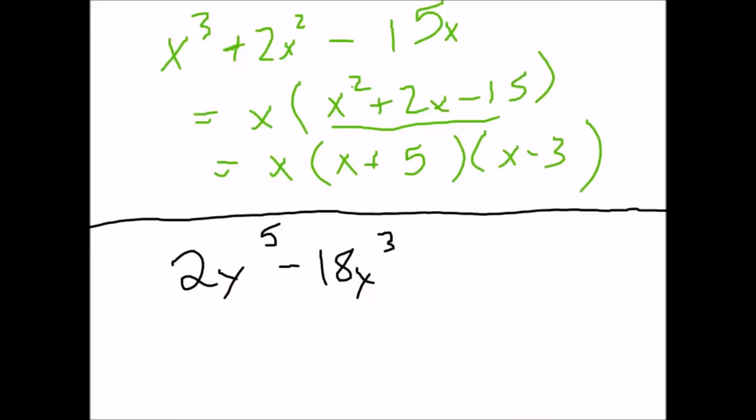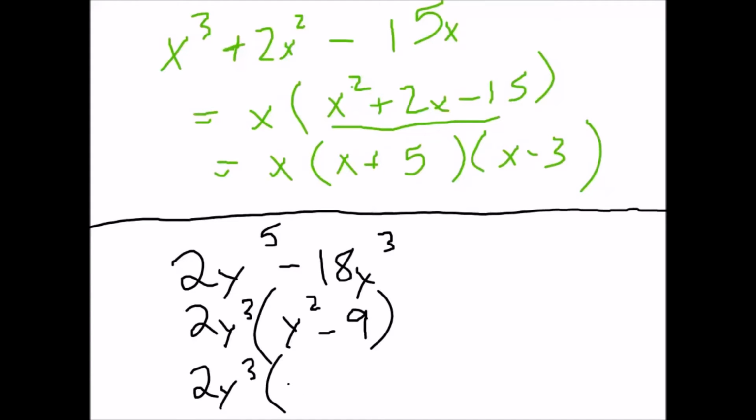Second one's pretty similar. You're going to factor out everything you can and then finish it. So before you do anything else, you can factor out a 2y cubed. You're left with y squared minus 9. Then you're not done yet because y squared minus 9 is the difference of squares. So you have 2y cubed times y plus 3 and y minus 3. And that's your complete factors for that problem.